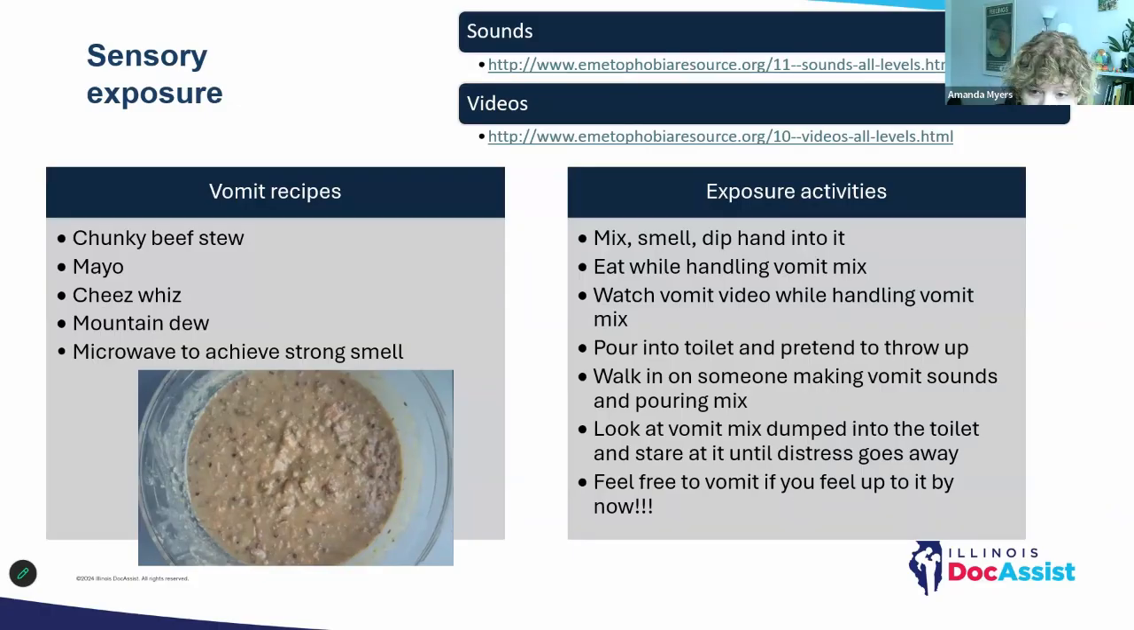We have a recipe. We make vomit in our clinic, and it's chunky beef stew, mayo, Cheese Whiz, Mountain Dew, microwave it to create this stronger smell. We actually take our trainees when we're practicing this to the bathroom to practice dumping it in the toilet. And then you can add sounds and videos. You can use your senses, and some people need to touch it and do things like that.